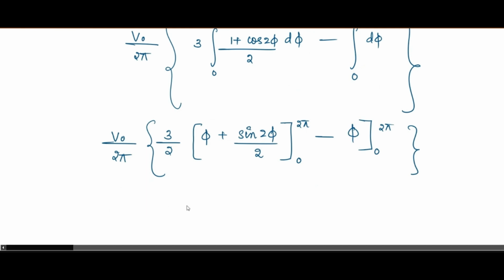Yeah. So here you have v0 by 2 pi into 3 by 2 into upper limit 2 pi minus 0. Over here we will get 2 pi plus this is sine 4 pi and sine 0.